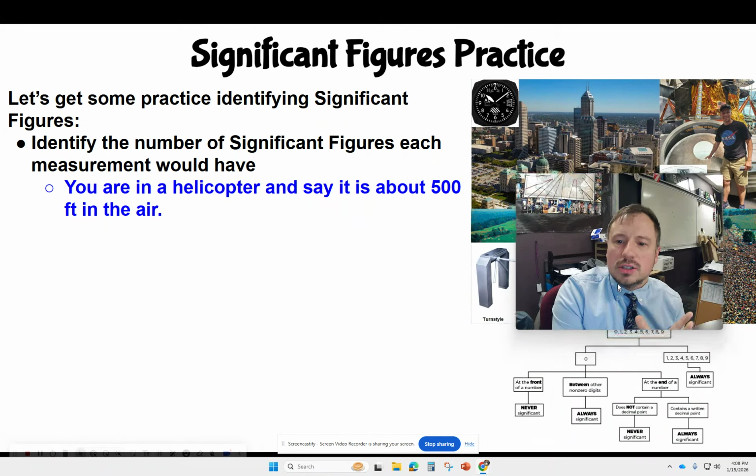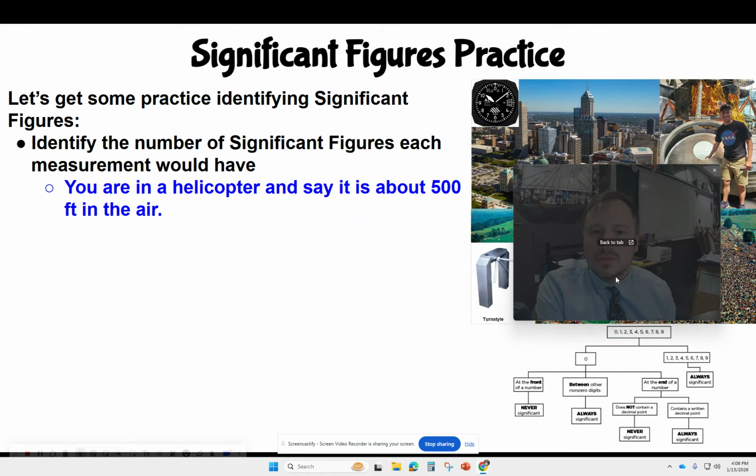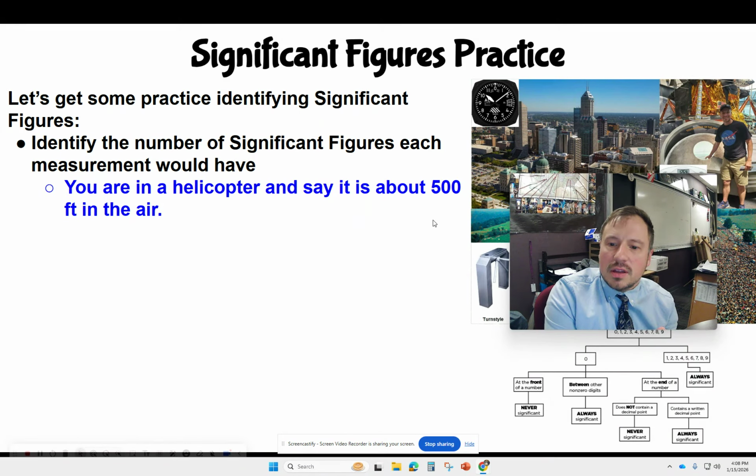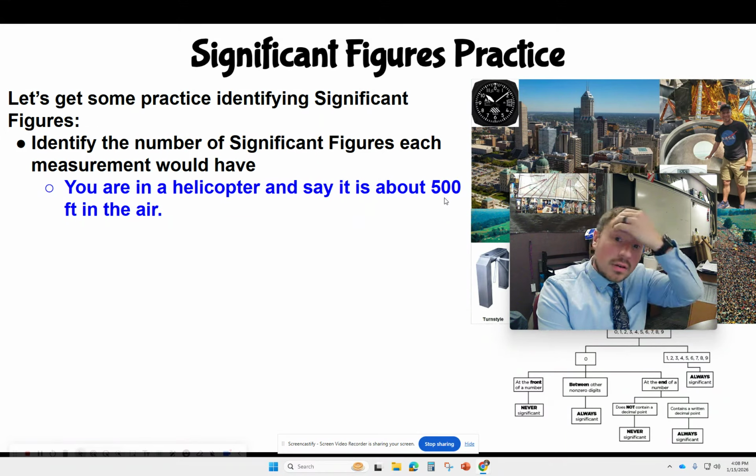So if you take a look at your rules, you could follow this flow chart and say, oh, that's only one significant figure. These zeros are at the end of the number. There's no decimal point. They're not significant. They're just placeholders. You are just estimating that. Okay, great. It's 500 feet.